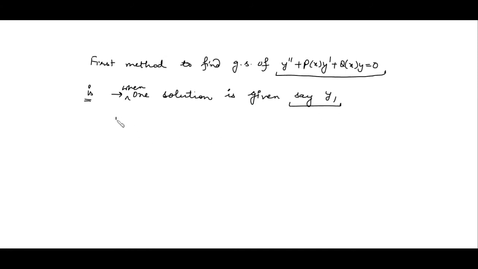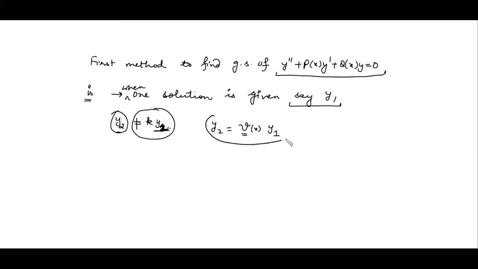We need to find y2 in such a way that they are independent, meaning y2 cannot be written as some constant times y1. So we will put y2 to be some variable function of x times y1. So we assume that y2 is of the form v(x) into y1. Let this be y2 and let this be the solution of equation 1. Call this equation 1. If it is a solution of equation 1, it should satisfy equation 1.